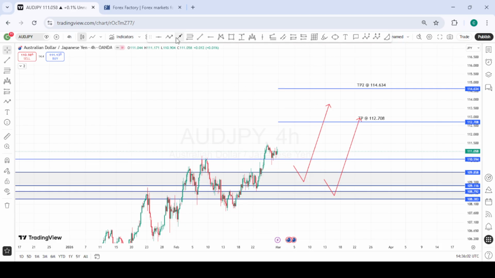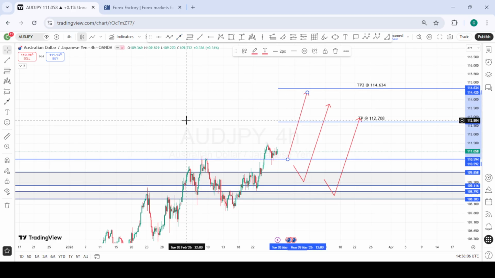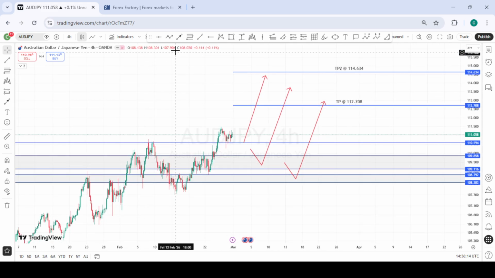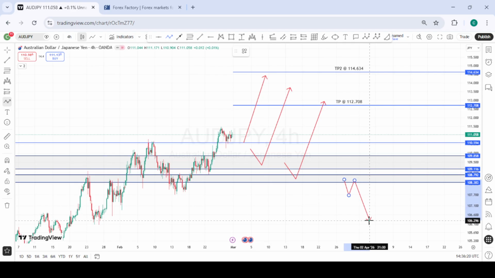So this very first area, price can just retest it again and take off. Or price is going to pull back into any of these two areas of interest we have below and continue to the upside. So we are very bullish on AUDJPY for the coming week. Should price break below this zone and continue downwards, then we consider this bearish on AUDJPY.